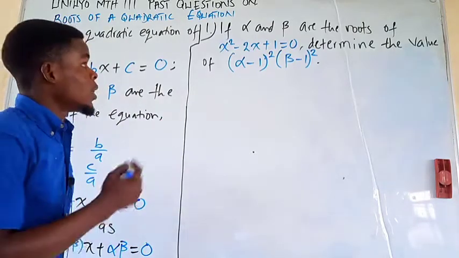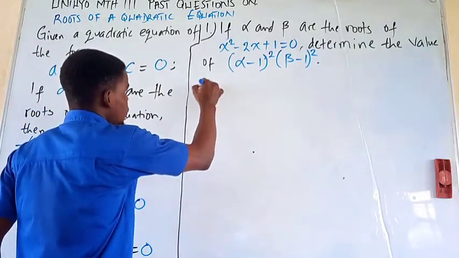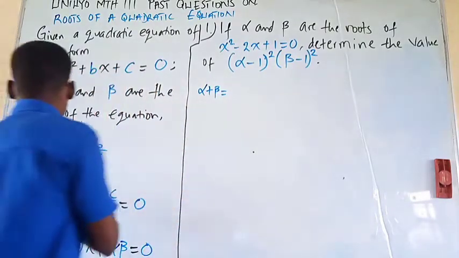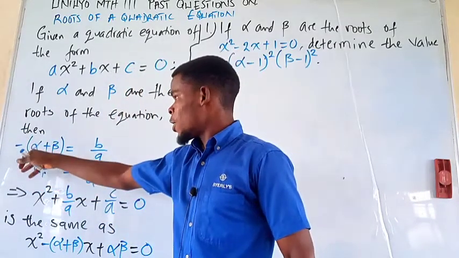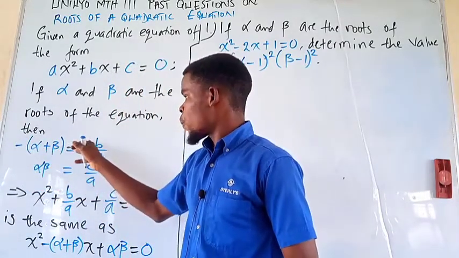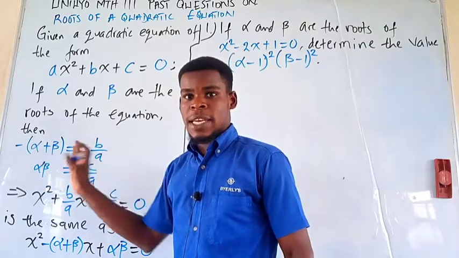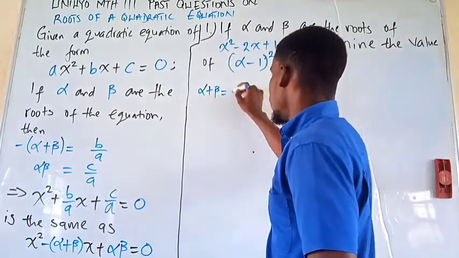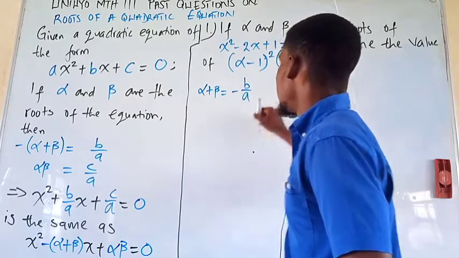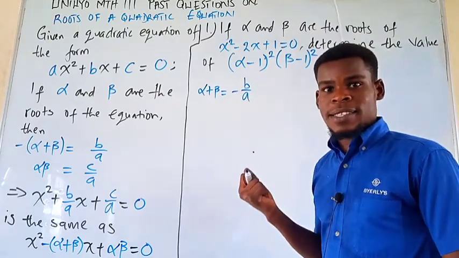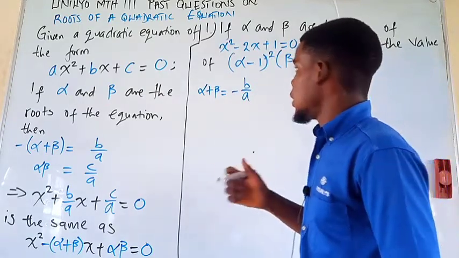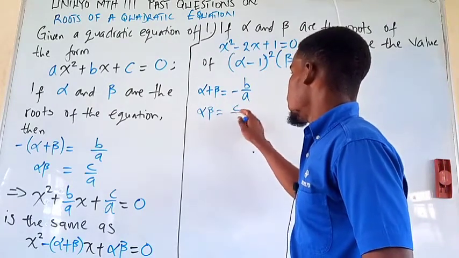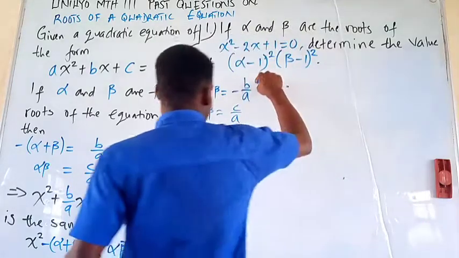Since alpha and beta are the roots, the negative of alpha plus beta is b over a. So if I multiply both sides by negative 1, alpha plus beta is negative b over a. It just means that their sum gives us negative b over a, so we need to know what b is and what a is. And we also know that the product alpha times beta gives us c over a, so we need to know c and a.